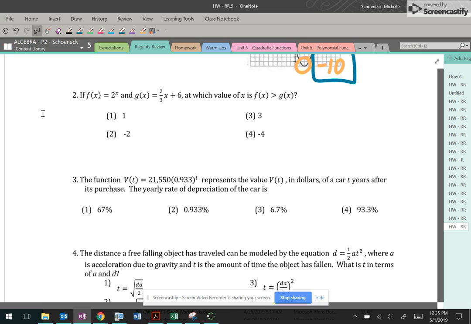And what we want to do is look at the table. And at x equals, 2 to the x is officially bigger than 2x cubed at x equals 1.